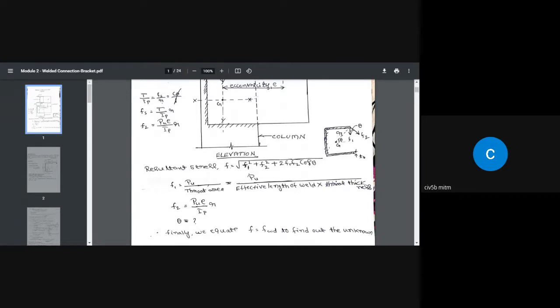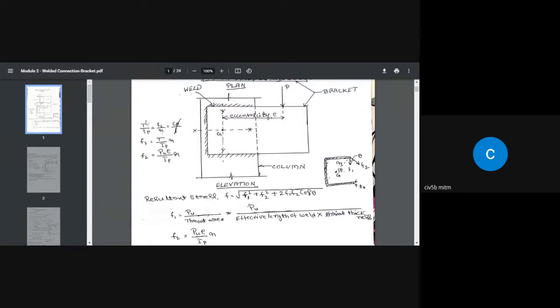Next, finding out F2 is the problem, in the sense that it is time consuming. F2 equal to PU E divided by IP multiplied by R. How did we get this formula? You know the torsion formula from strength of materials, which is T by IP equal to Fs by R equal to G theta by L. Therefore, you can ignore this.